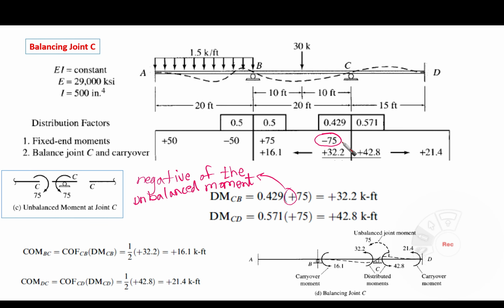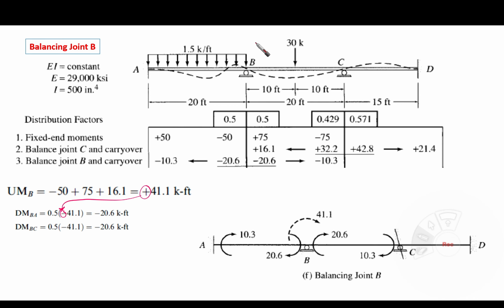Then we are going to balance it. After getting the distribution factors, we balance it here and here. This is minus, so the balancing moment should be positive. And make carry over, half of it here, half of it here, because the far end here is fixed, and the far end here is fixed as well. So half of it and half of it. That's it. And then go to the next part, which is joint B.